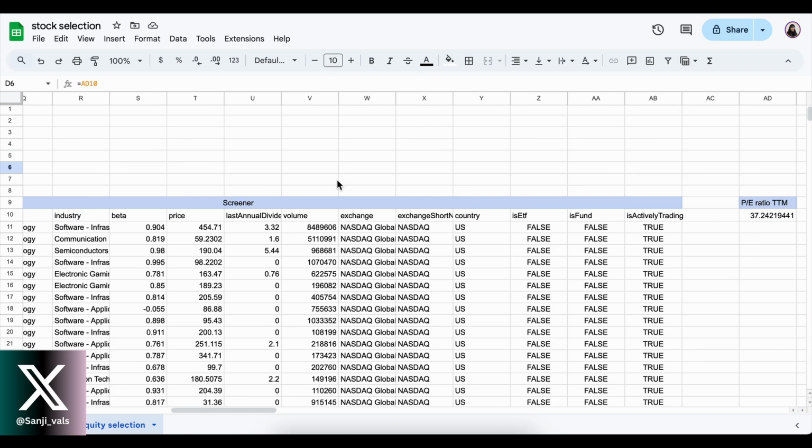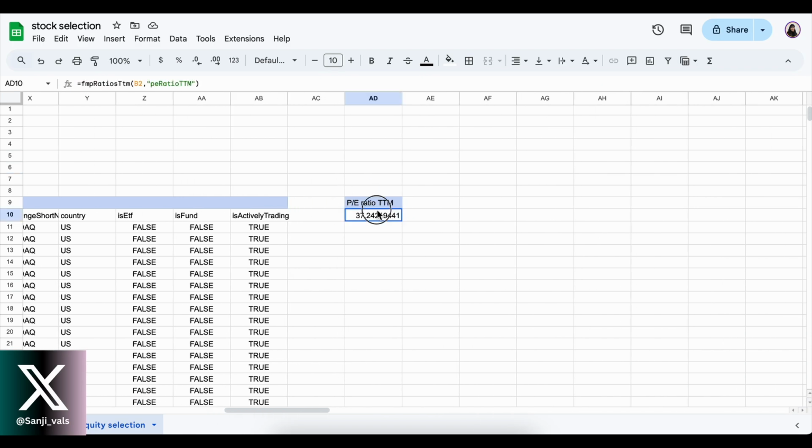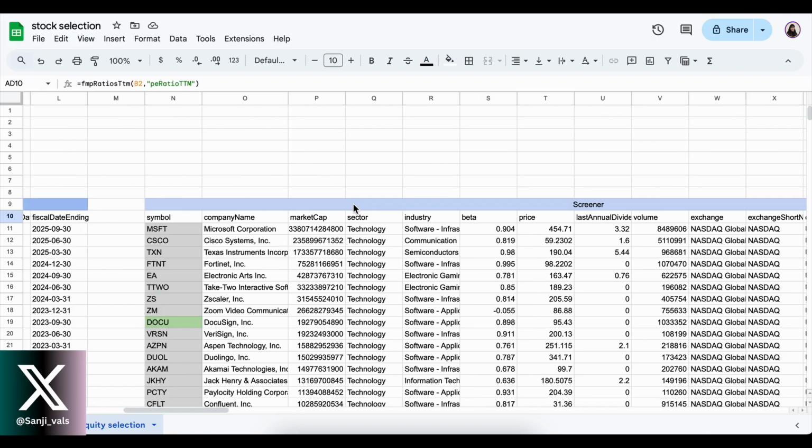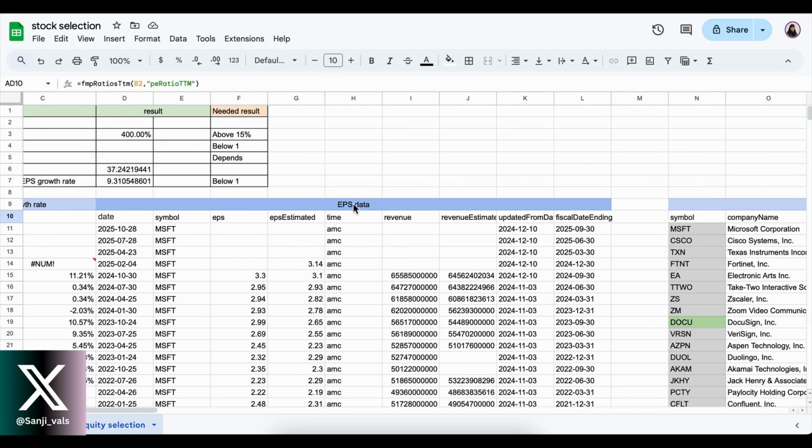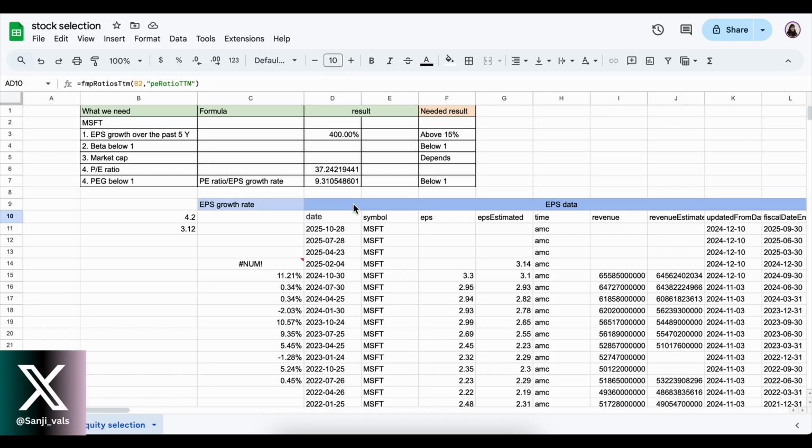For extracting the PEG ratio, the formula is given over here. I'm using the FMP. Again, there is a separate video, I'm not explaining it in detail right now. You can look in the description for the separate video on how to build this table. But the PEG ratio for Microsoft is very high.